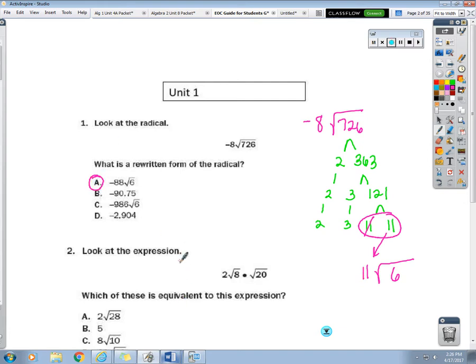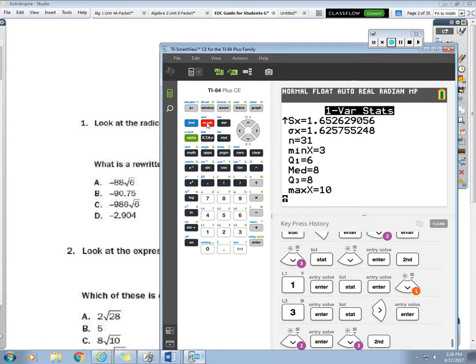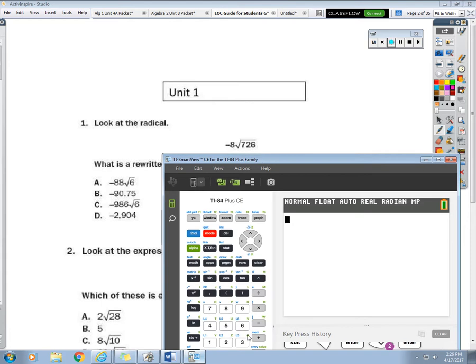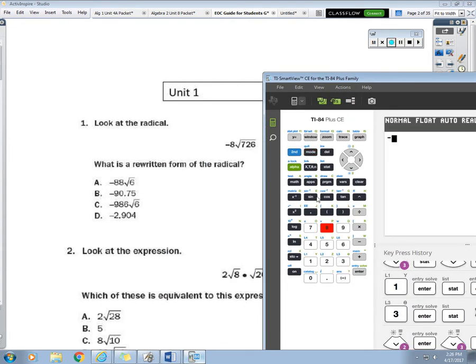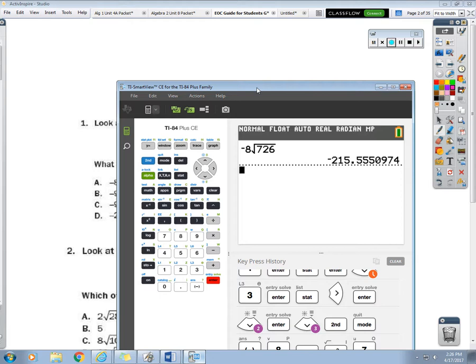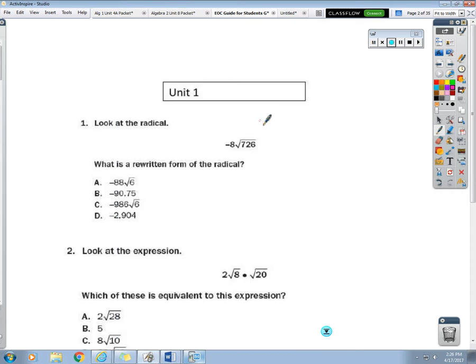Now, let's talk about what you would do if you have no idea or can't remember how to factor tree. Since you have a nice calculator, you can just type in -8 square root 726 and hit equals or enter. And what do you see? So we'll round that to -215.6.